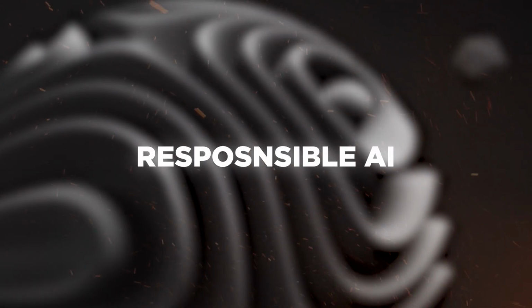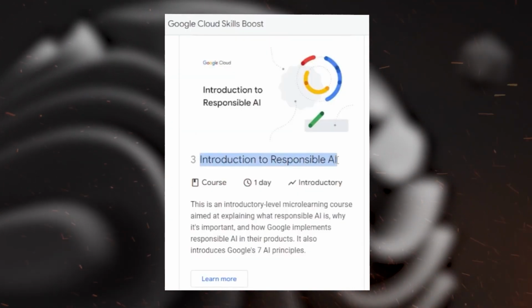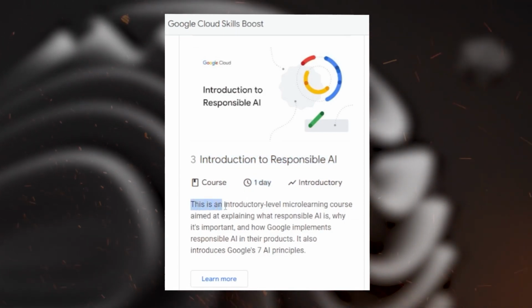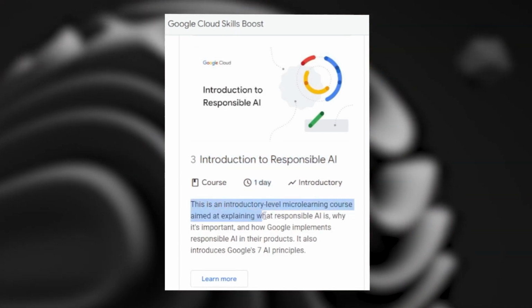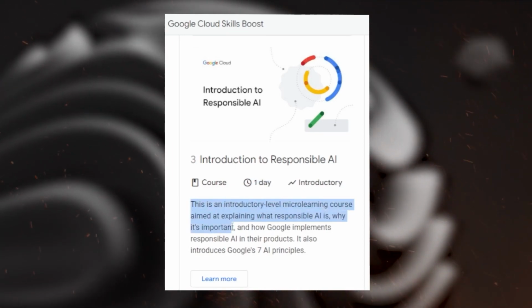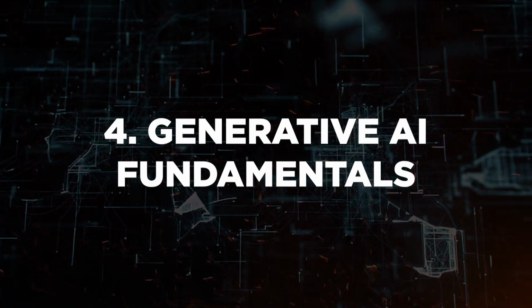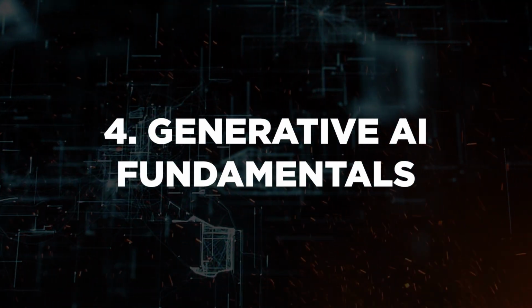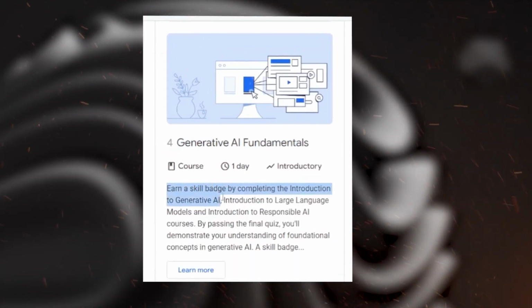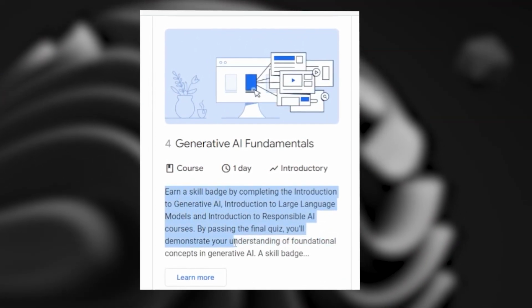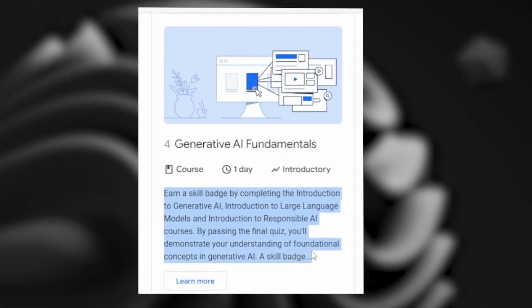Introduction to Responsible AI. This course is aimed at explaining what responsible AI is, why it's important, and how Google implements responsible AI in its products. It also introduces Google's 7 AI principles. Generative AI Fundamentals. This module will teach you the fundamentals of generative AI and all you need to know about the responsible use of large language models.